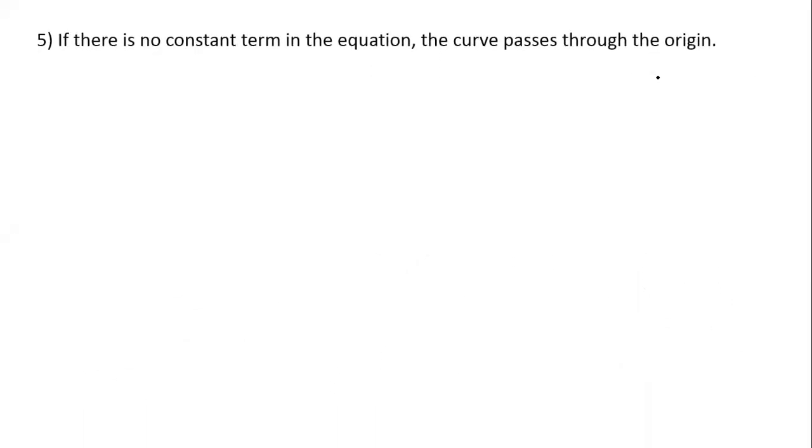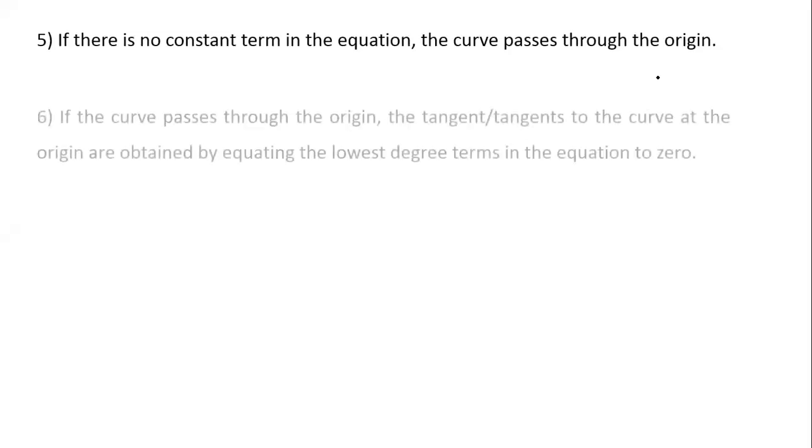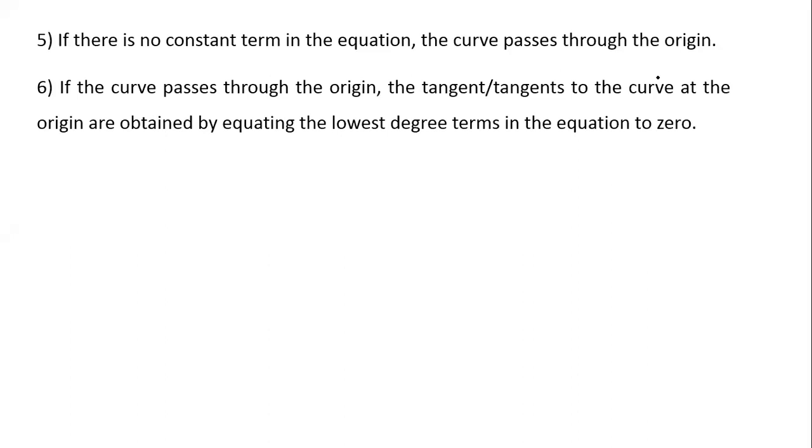And next, moving to this, if there is no constant term in the equation, then the curve passes through origin, obviously. See, if there is no constant term, if we put x equal to 0, we'll get y equal to 0, and vice versa. So always origin is going to satisfy that equation, and origin is going to be part of the curve, obvious. Property 6, if the curve passes through the origin, then the tangents at the origin to the curve are obtained by equating to 0 the smallest degree terms in the equation.